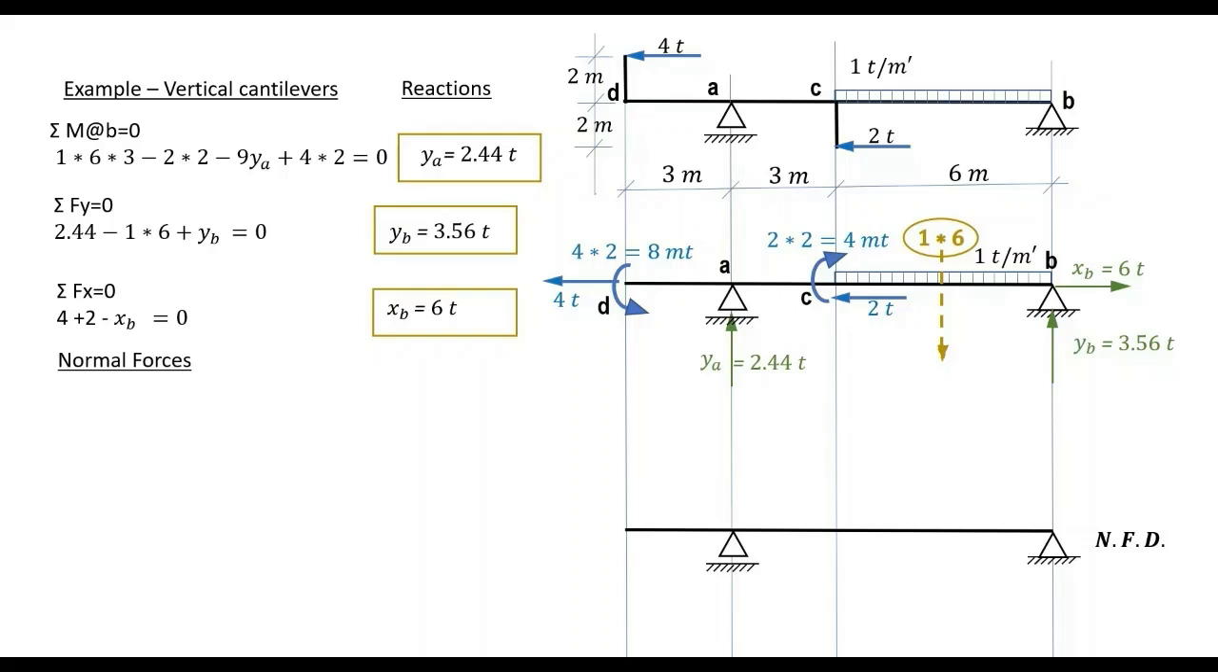The normal force. To plot our normal force, recall that we are searching for all forces in the direction of the center line. So we have these 4 tons, 2 tons and 6 tons XB. If you start at the end D, it is very clear that this 4 tons is a tension force and therefore will be positive and plotted above the center line of the beam.